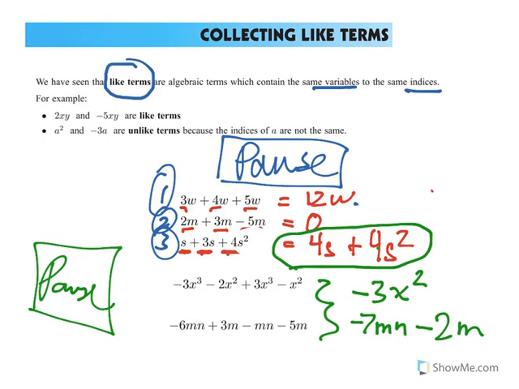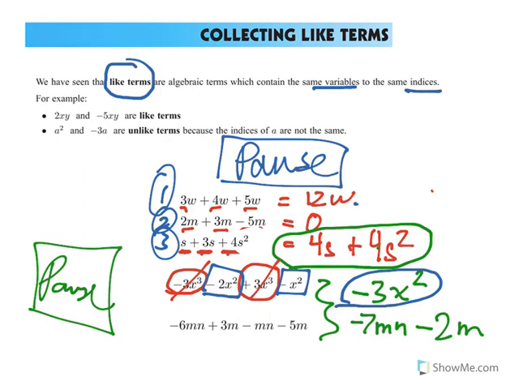Okay, you should have had negative 3x squared, negative 7m, minus 2m. Negative 3x squared: we have negative 3x cubed plus 3x cubed, which cancels it out. Okay, that leaves us with negative 2x squared and a negative x squared. And we can combine those and we get negative 3x squared.